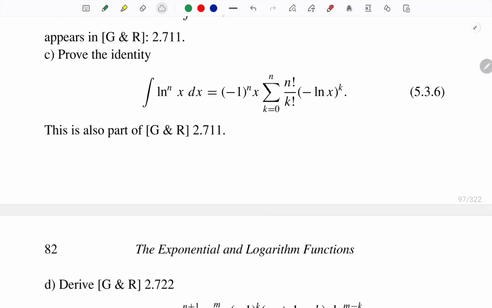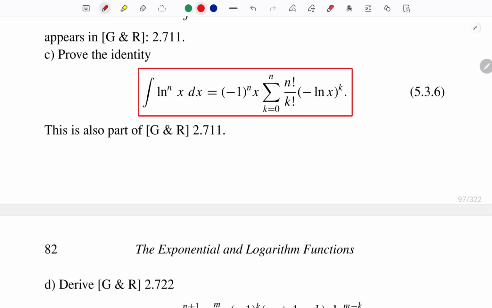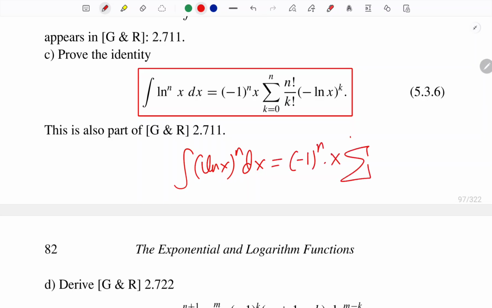Wow, just being happy to look at this thing. The integral of (ln x)^n is (-1)^n times x times the series from k equals 0 to n of n factorial over k factorial of (-ln x)^k. And I would like to see the proof of this thing.